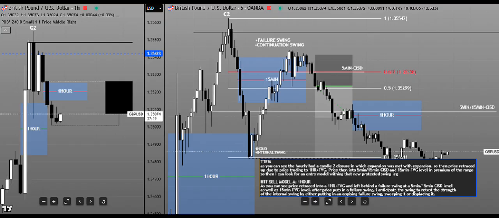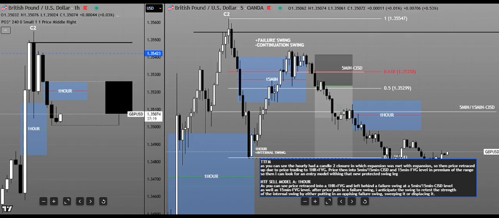So basically you can see that price had that candle 2 closure, right? It was basically expansion up met with expansion down. It gave that 5 minute change in state of delivery, and then you want to see it retrace up, right? And then respect premium, bearish BD raise before trading lower.